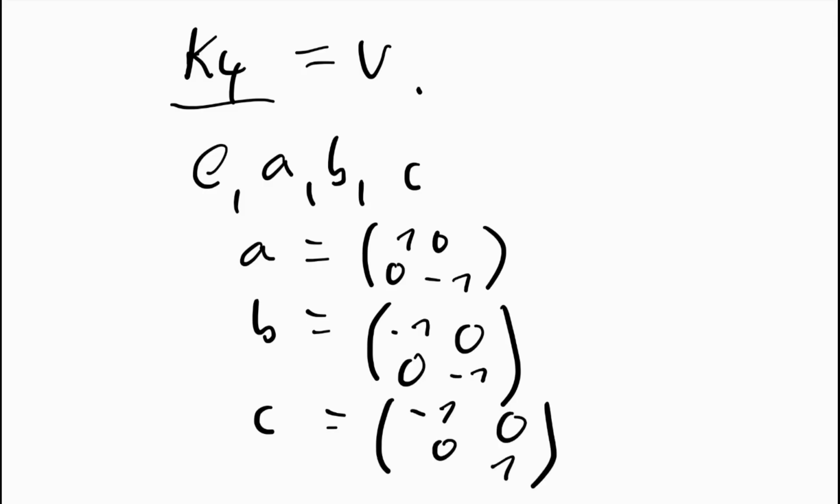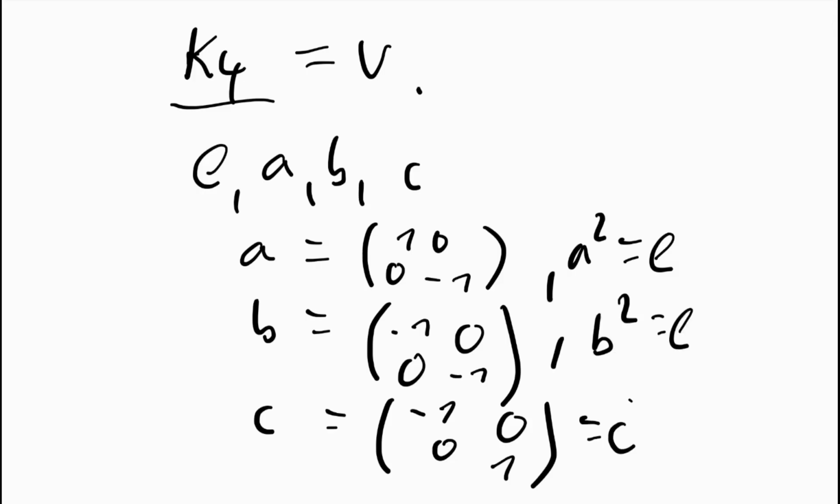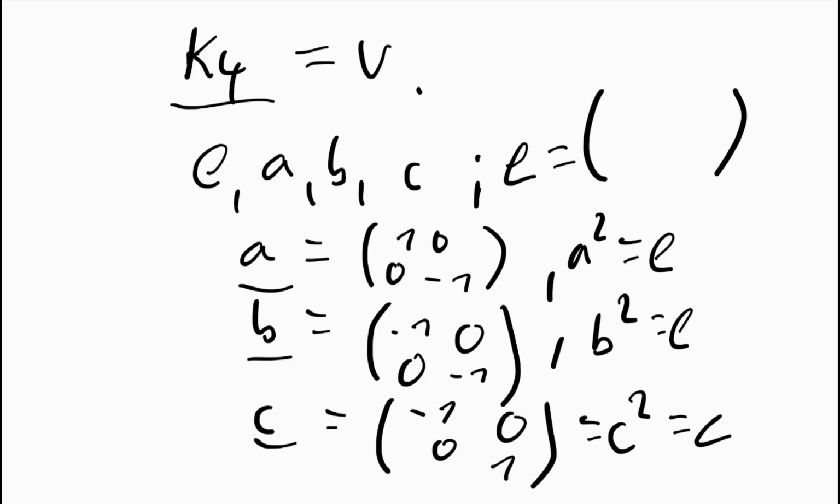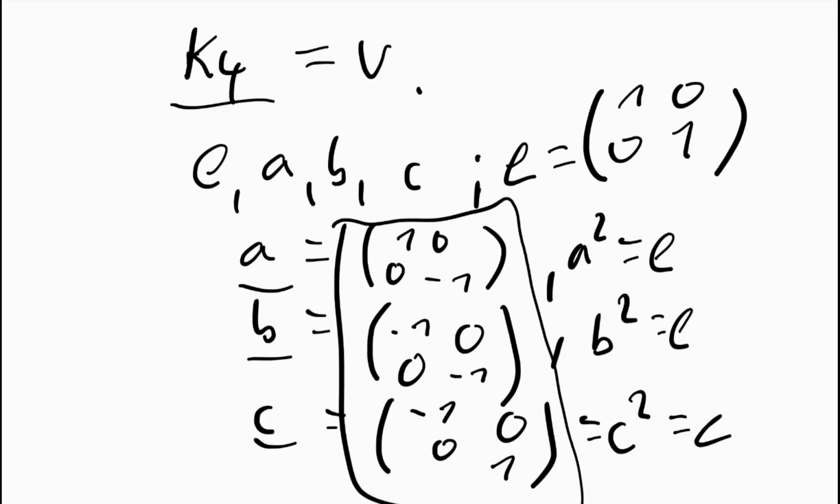These 3 matrices are of course invertible, because otherwise we couldn't have a group. Namely, they are their own inverses. So A squared equals E, B squared equals E, and C squared equals E. And as with any group of matrices, the 4th element of K4, because K4 has 4 elements, is the identity matrix. So here we see all 4 elements of K4 represented by this group of 4 matrices.